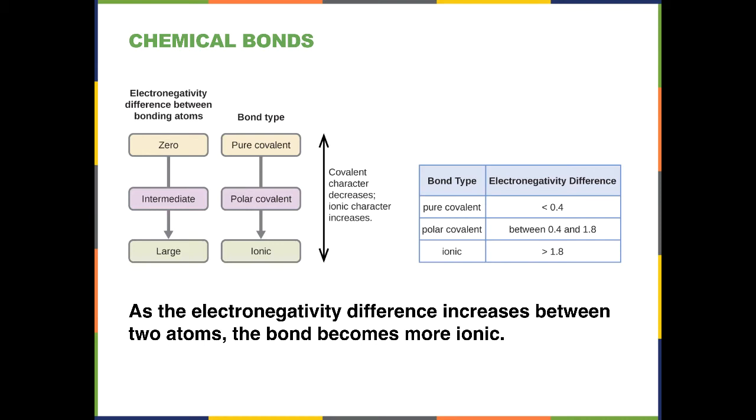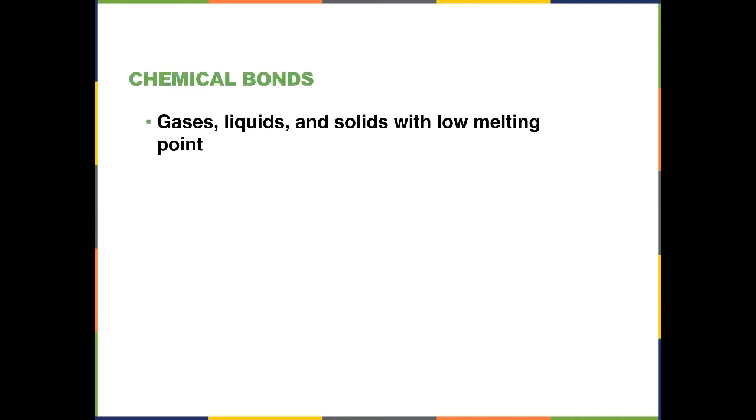And what this arrow in the middle shows is that this is sort of a continuum where ionic character increases as the electronegativity difference increases, and the covalent character decreases as the electronegativity difference increases. And so that's what it says at the bottom here. As the electronegativity difference increases between the two atoms, the bond becomes more ionic.